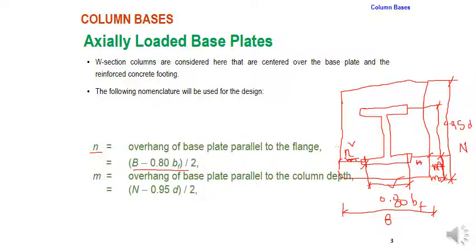Divided by 2, you will get only one overhang part, that will be N. And for the M also, along the N, you are subtracting this 0.95 D and the rest will be M. In this way, you are getting your overhang for the base plate towards the flange and towards the web.